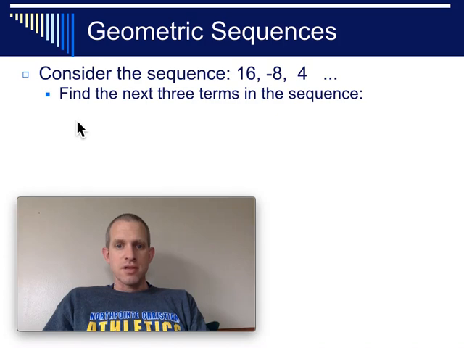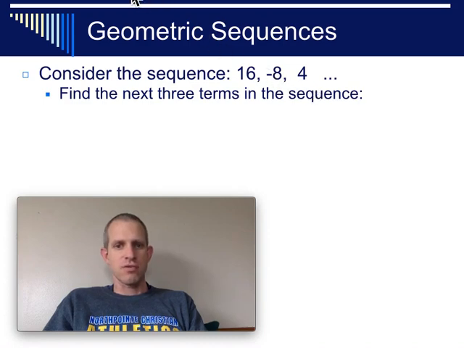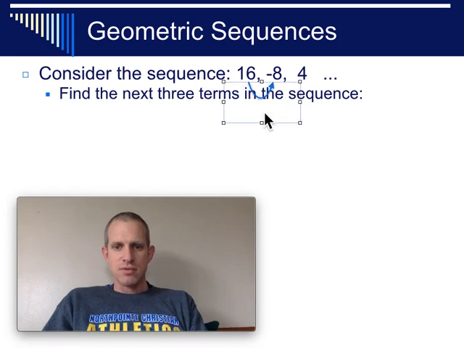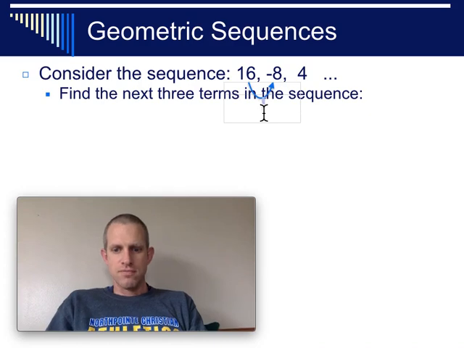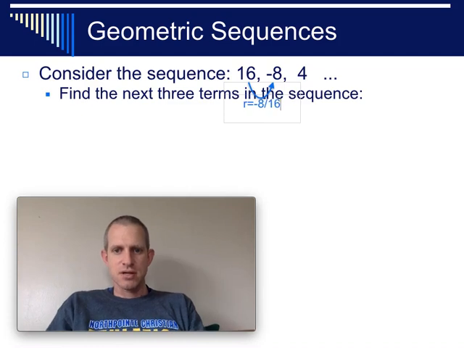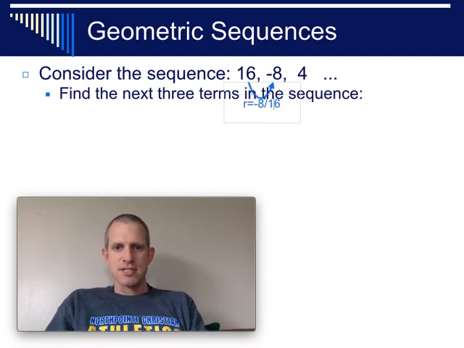So here's an example. Let's look at the sequence 16, negative 8, 4, and so on. Let's see if we can figure out what the common ratio is and therefore what the next couple terms are. To go from 16 to negative 8, that would be a ratio of negative 8 divided by 16, which is the fraction negative 1/2.